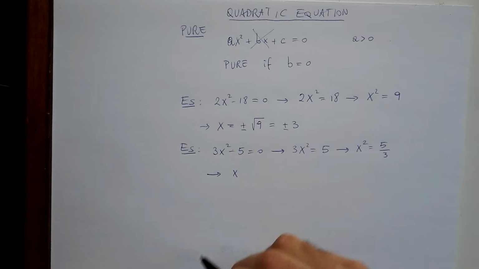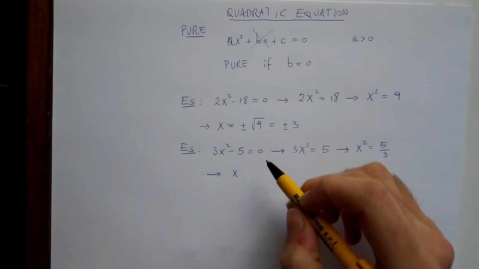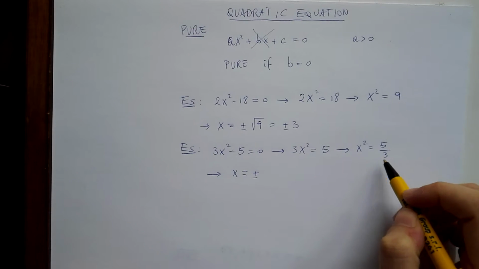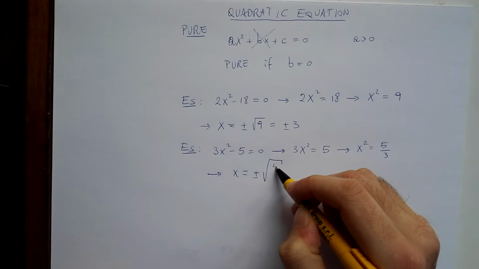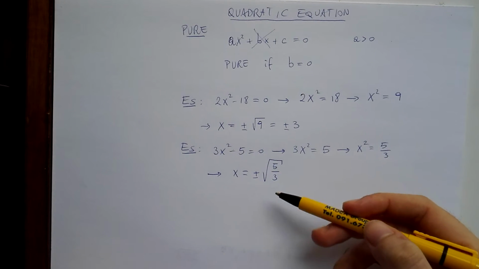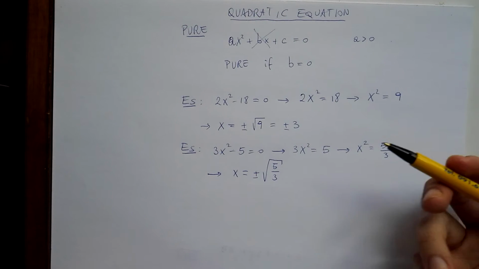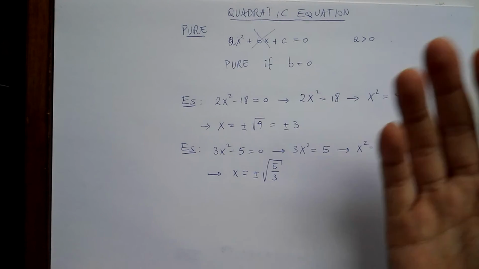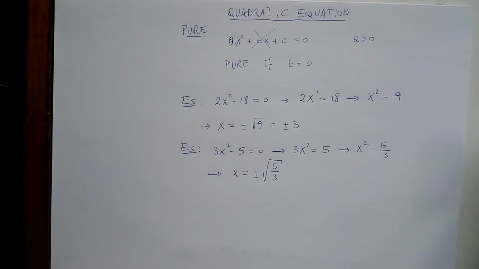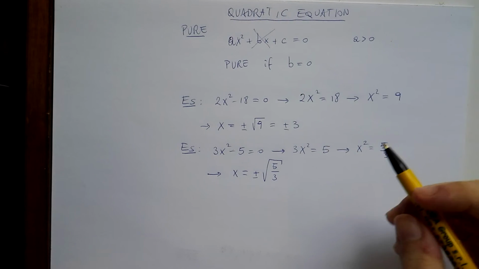Nice. So we do the same thing. x equals plus or minus square root of the right hand side, which is 5 over 3. In this case it's not a square, so we cannot simplify it, but we don't care because the square root of 5 over 3 is still a number. It has the same dignity as 2, 0, pi, and all the other numbers.